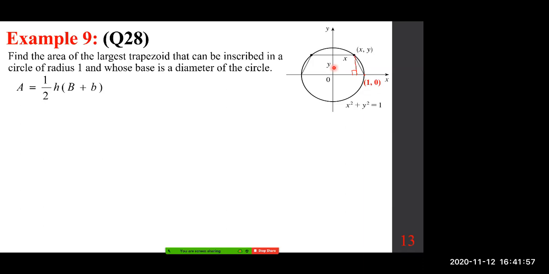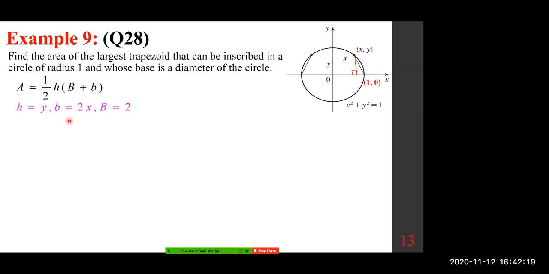And then the base, for this guy, the base is what? 2. I hope you see that because the radius is 1, this is 2. But for the top one, x times 2. So the height is the same as y. I hope everybody can see that.